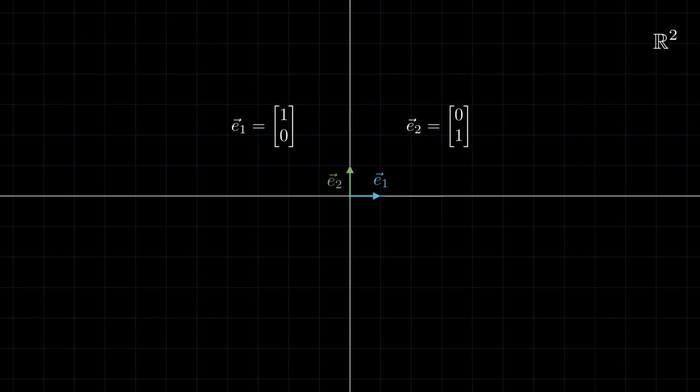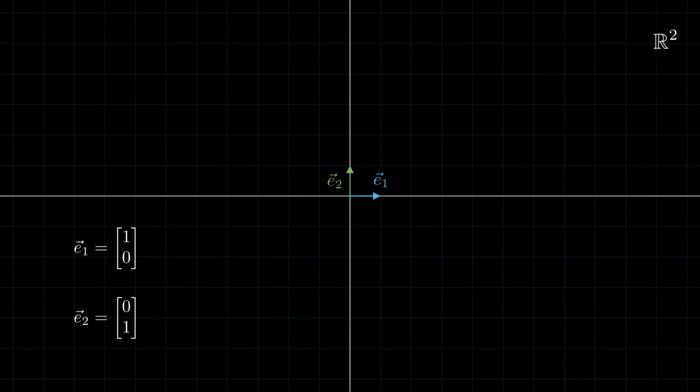Let's visualize it this way. Take E1. No matter how you stretch it all the way to the right or all the way to the left, you'll never go up any amount. Similarly with E2, no matter how far you stretch it up or down, you'll never go any bit to the right or left. You cannot create one vector out of the other. Now, there was another piece to that basis definition, and that was that the vectors span the space. So, what does that really mean?